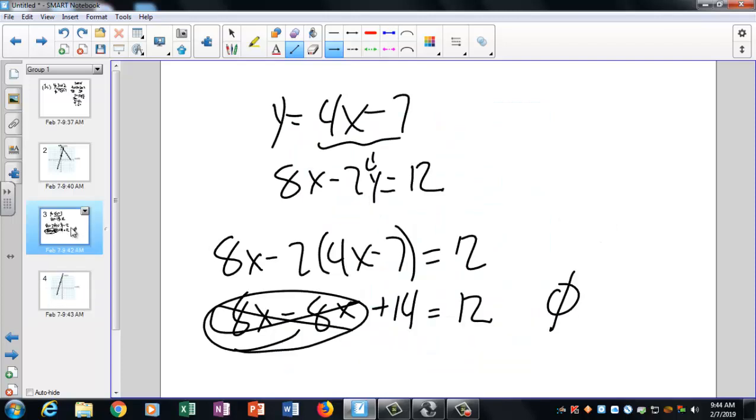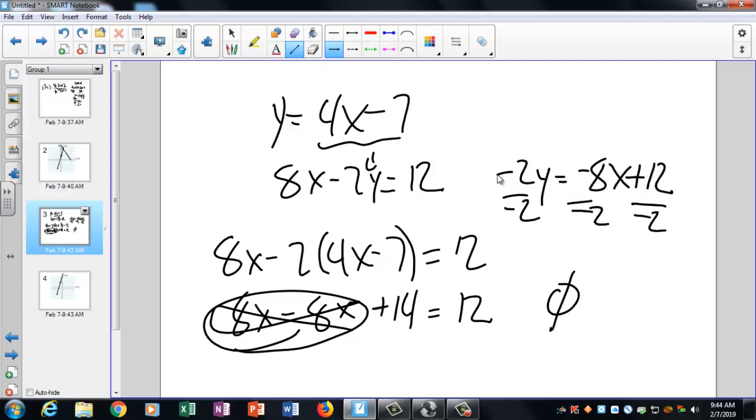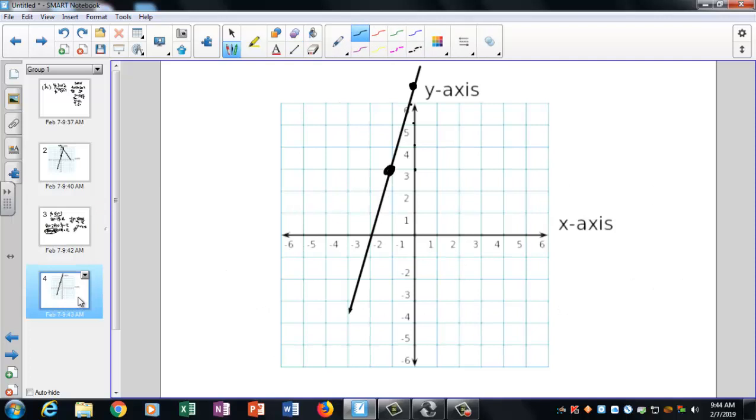What's the other one? 8x minus 2y equals 12. Do we agree? So now what's going to happen? We're going to get negative 2y equals negative 8x plus 12. Do we agree? We're going to divide by negative 2. We're going to get y equals 4x minus 6. Does that make sense? So now let's graph y equals 4x minus 6. 4x minus 6 is you're down at negative 6. You're going to go up 4, 1, 2, 3, 4 over 1. And you're going to graph that line.